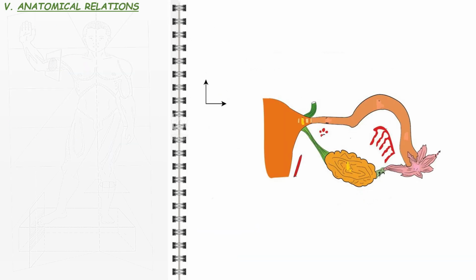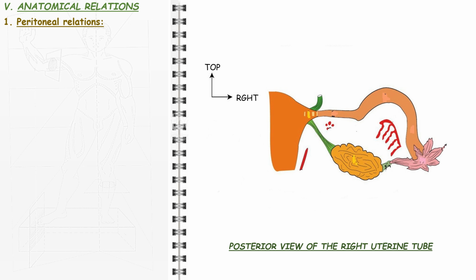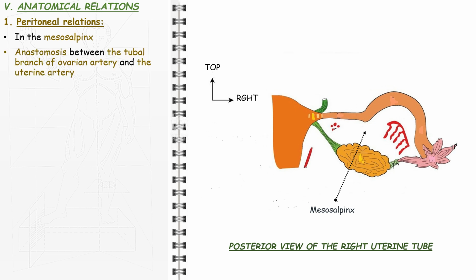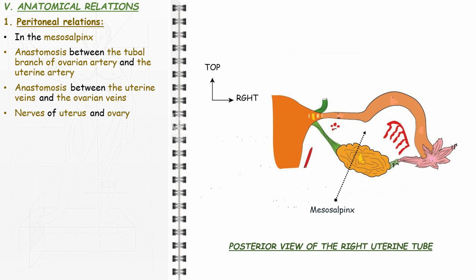As the fallopian tube is a peritonized free organ which runs transversely across the pelvic cavity, it is in contact, inside the mesosalpinx, with the anastomosis between the tubal branch of the ovarian artery and the uterine artery, the anastomosis between the uterine veins and the ovarian veins, the nerves of the uterus and ovary and the remnants of mesonephric tubules, the epoophoron and paroophoron.